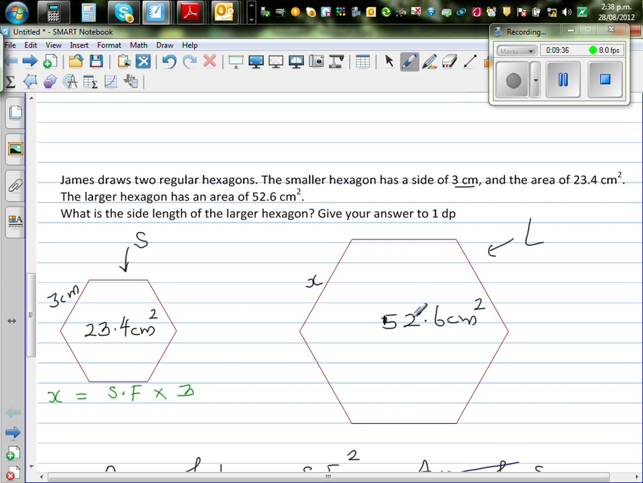Area is increasing by the scale factor squared, and volume would be increasing by the scale factor cubed. We know the scale factor is 1.5, so this would be 1.5 times 3, which is 4.5. This is increasing by a scale factor of 1.5, so the length of the larger hexagon would be 4.5 centimeters.